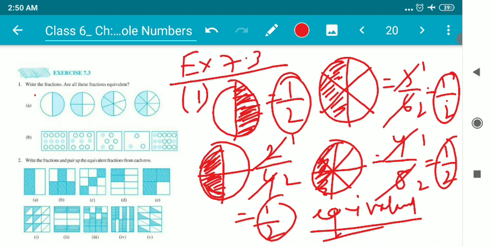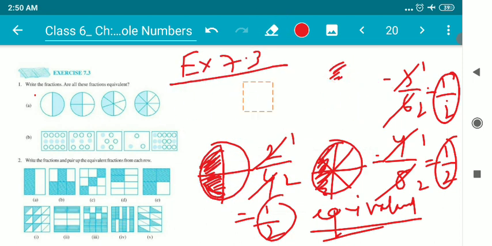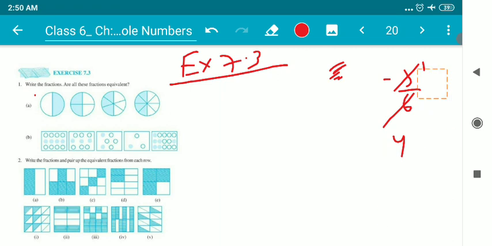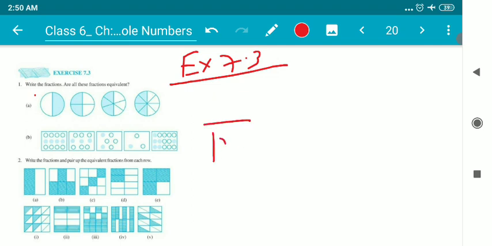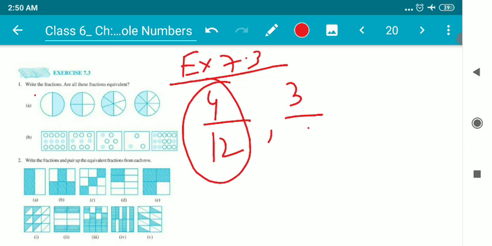If you look at question number B, it is done in the same way. Figures must be drawn, children. The question is like in the first figure, as we all can see, there are 12 circles. Out of 12, 4 circles are shaded. So the fraction is 4 by 12. Next one, 3 circles are shaded out of 9 circles. So the fraction is 3 by 9.